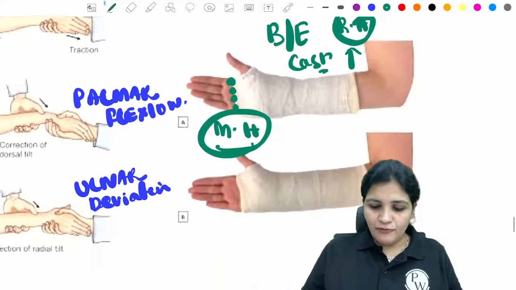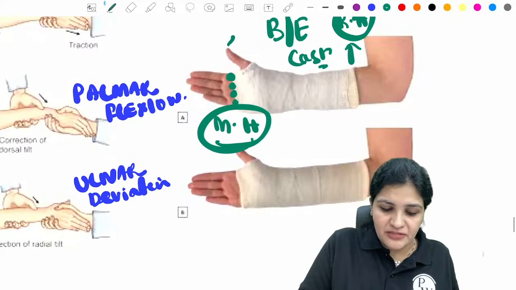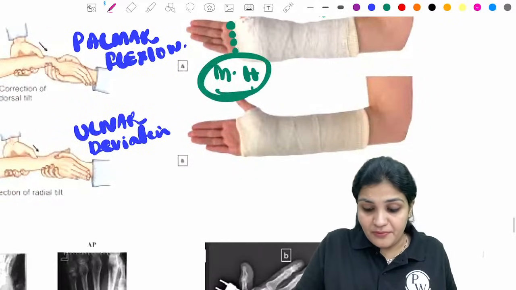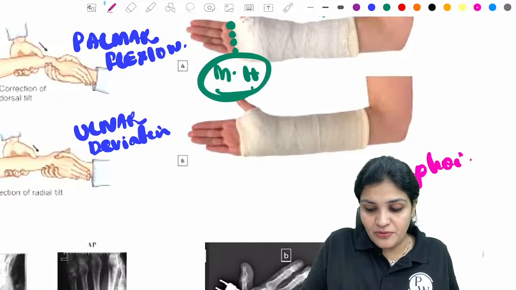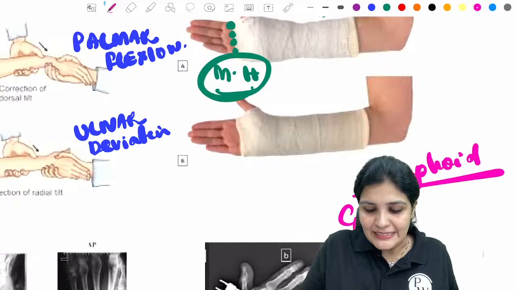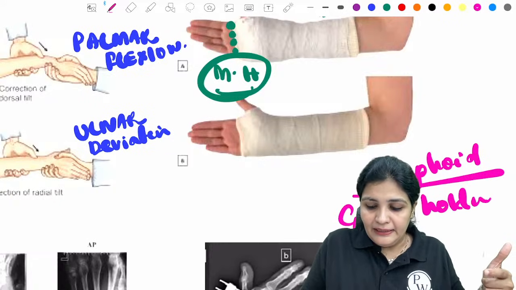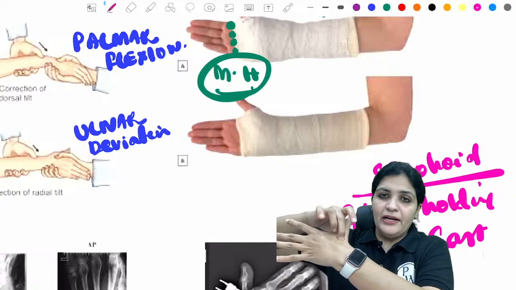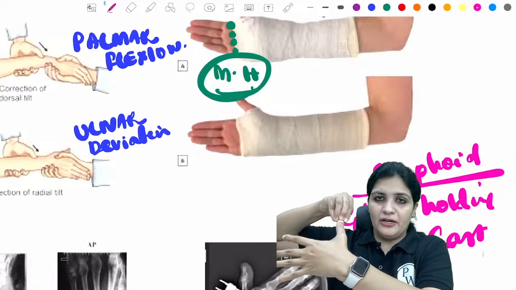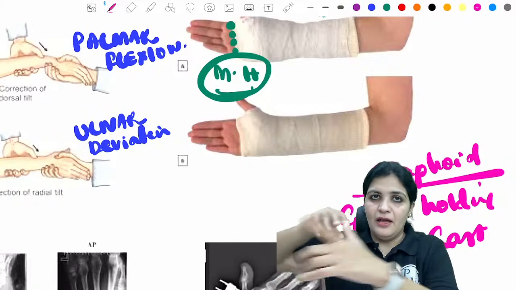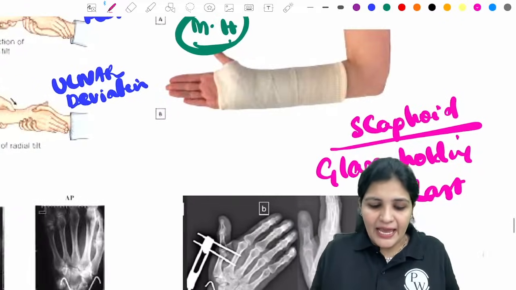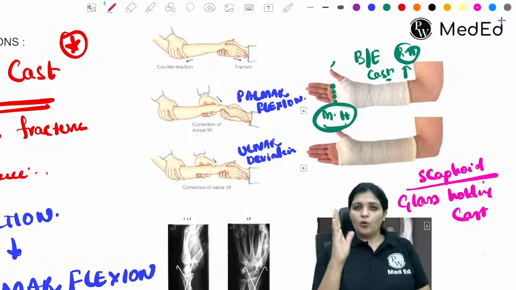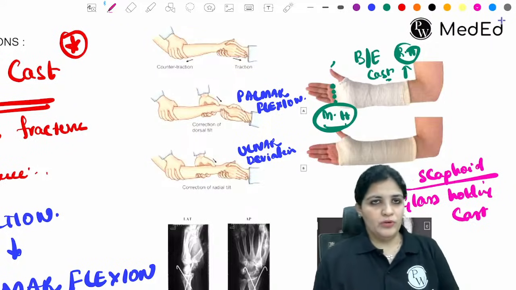Okay, so this is how you apply the cast, and you see the thumb is completely free here. Then how do you differentiate it from the scaphoid cast? In the scaphoid, you see a glass holding cast similarly like this, but the thumb is enclosed, because this is the scaphoid, so the thumb also has cast here. Here the thumb is completely free, and this is in palmar flexion and ulnar deviation. So this is your Colles cast, and these are the maneuvers you're going to do.